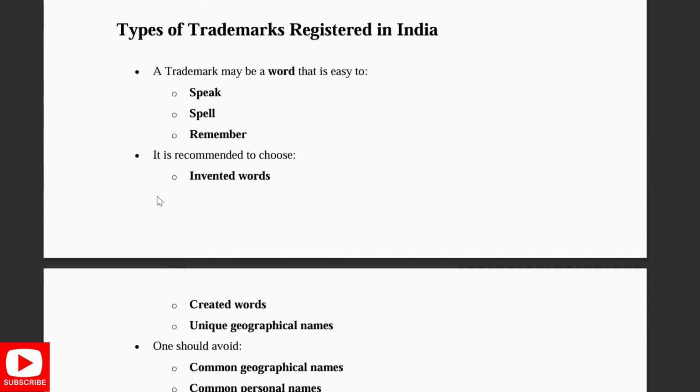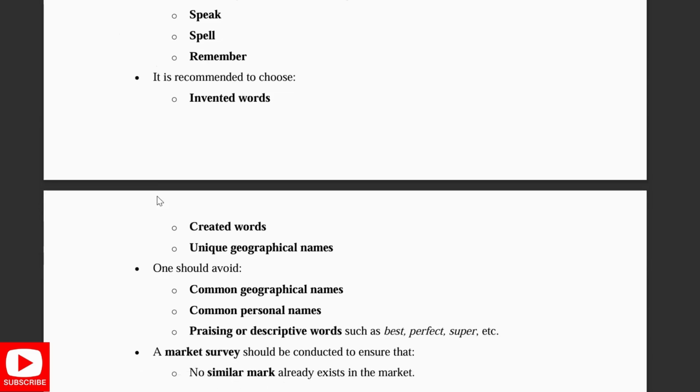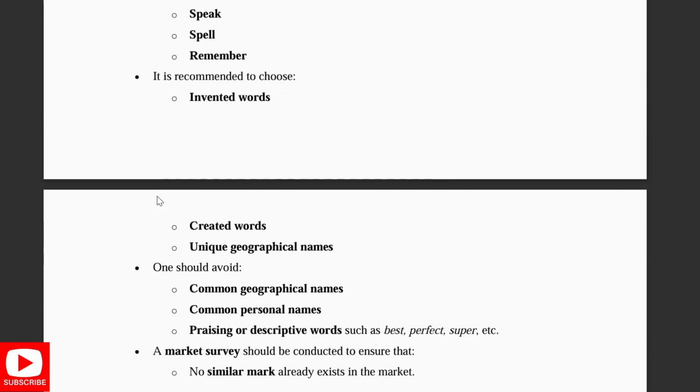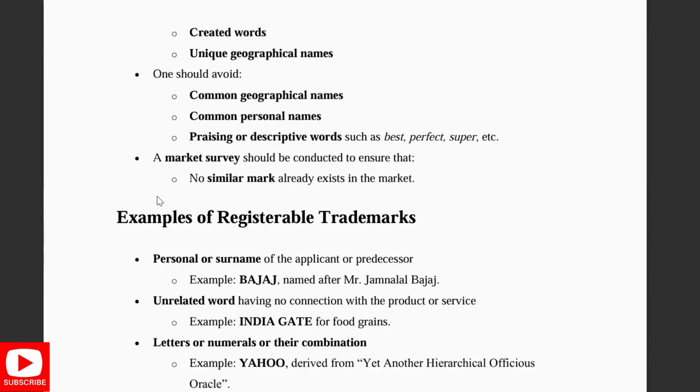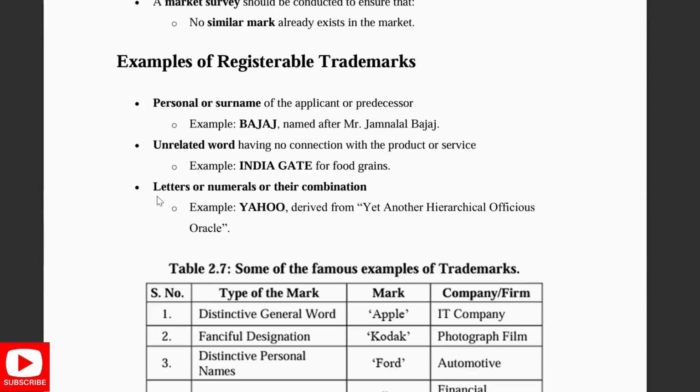Types of trademark registration in India. This is also an important part. A trademark may be a word that is used to say, speak, spell, or remember. It is recommended to choose invented words, created words, or unique geographical names. One should avoid common geographical names or common personal names. Praising or descriptive words such as best, perfect, super, etc. must be avoided. A market survey should be conducted to ensure that no similar mark already exists in the market.